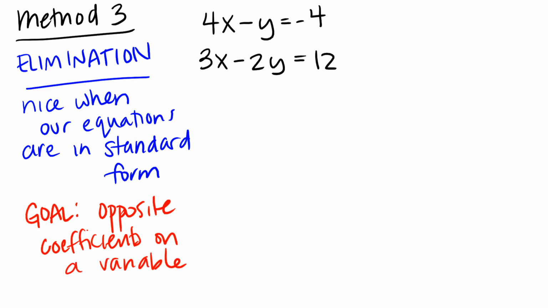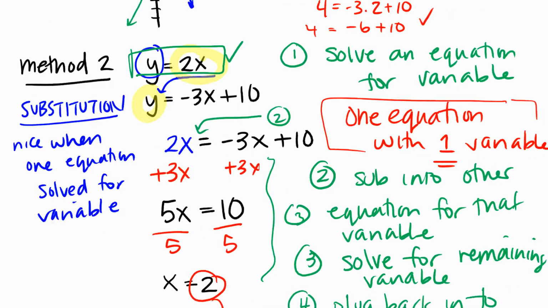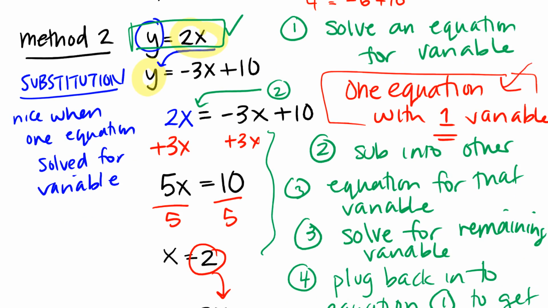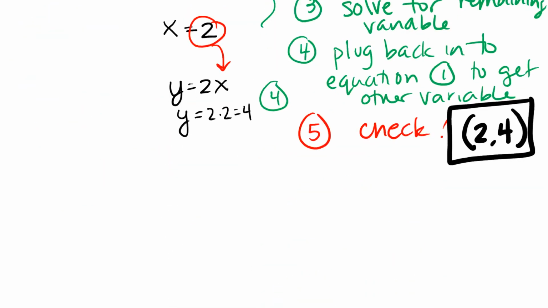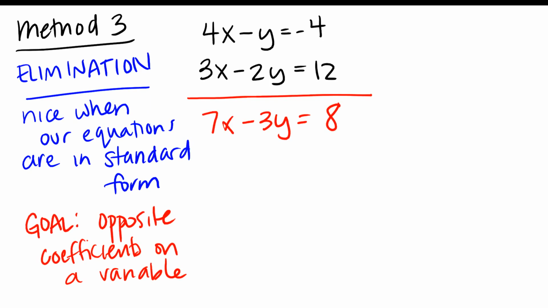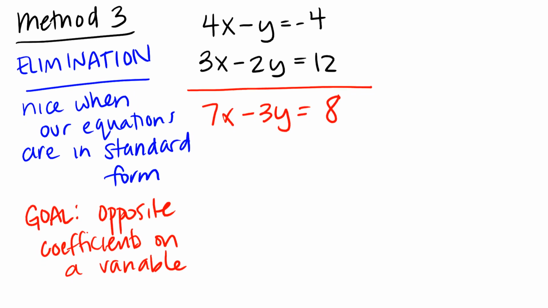The reason is that eventually we're going to add all of this stuff together, and our goal is that we're not going to have two variables, right? Just like when we did substitution, we want one equation with one variable. That's the goal. So if we add our two equations together and we get two variables, we haven't helped ourselves at all. So the goal is to get opposite coefficients.